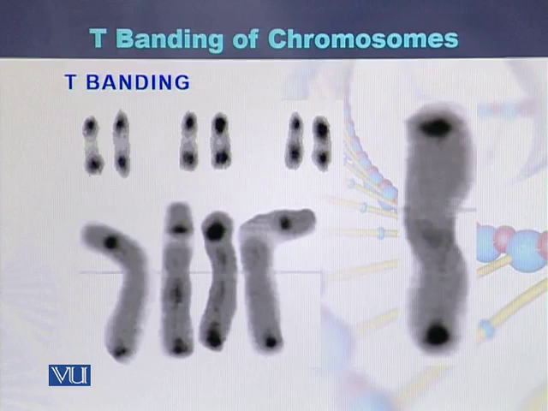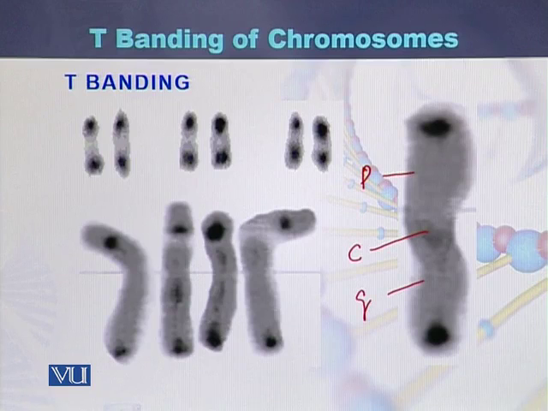Here we can see in this diagram the ends of the chromosome, which are called telomeres. This is the centromere of the chromosome, C for centromere, this is the P arm, this is the Q arm, and these are the ends which are called telomeres.